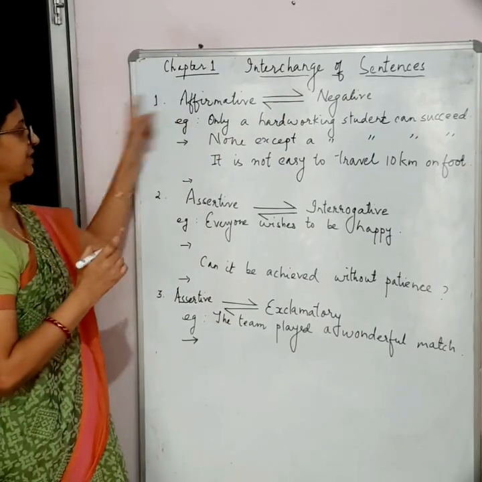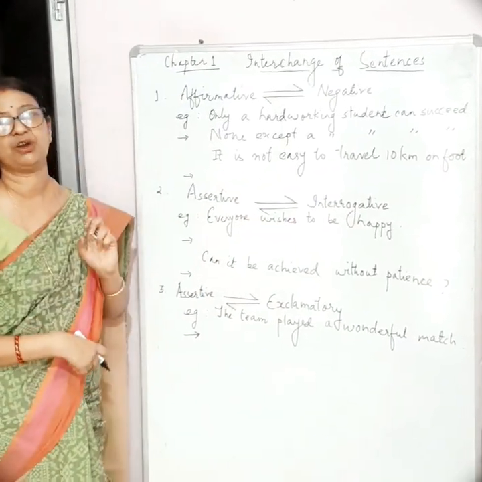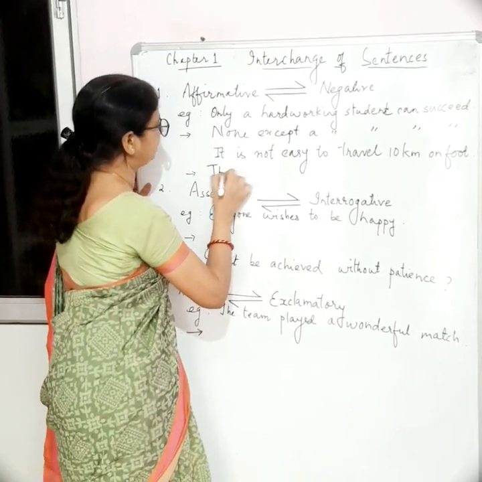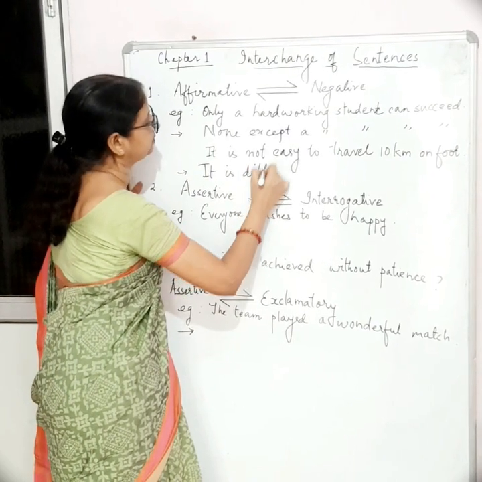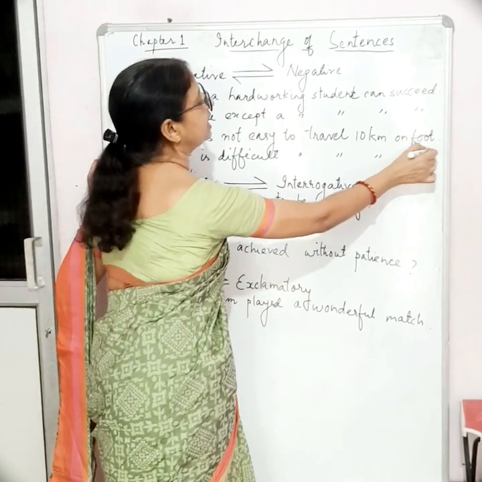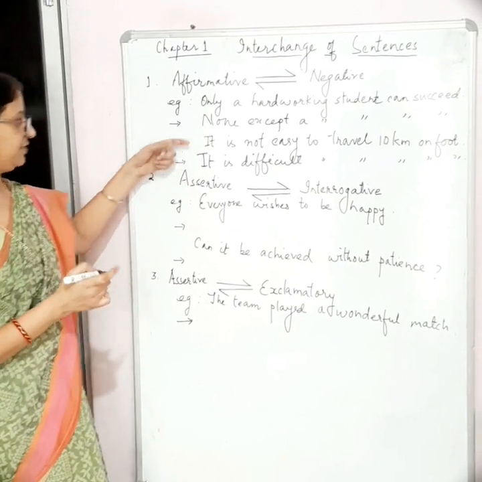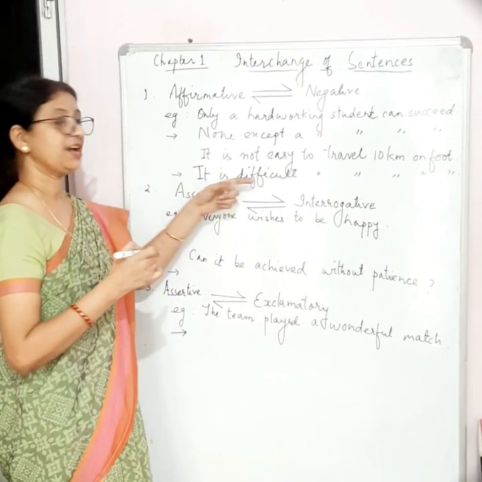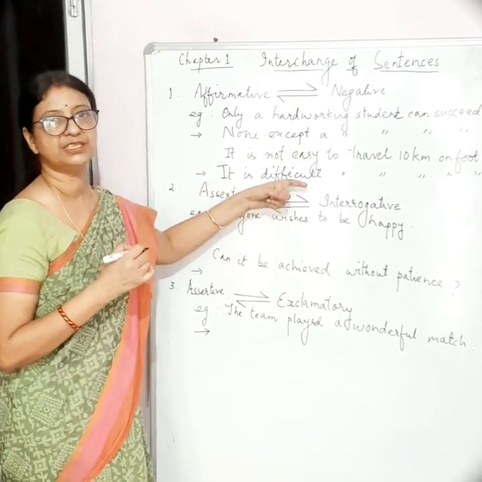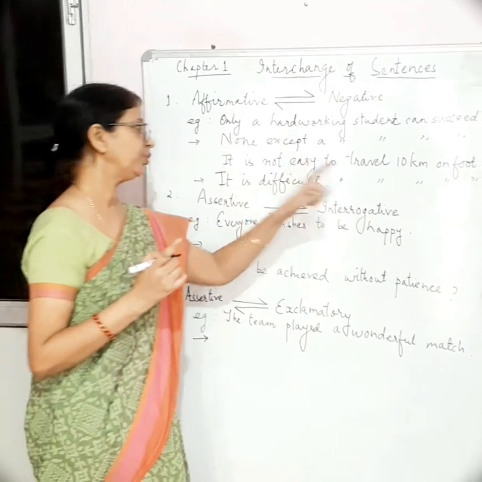Now negative to affirmative. It is not easy to travel 10 kilometers on foot. So it is difficult. It is difficult to travel 10 kilometers on foot. So first one is negative. We have transformed it to affirmative. Just opposite words we have put. Not easy is changed to difficult. It is difficult to travel 10 kilometers on foot.